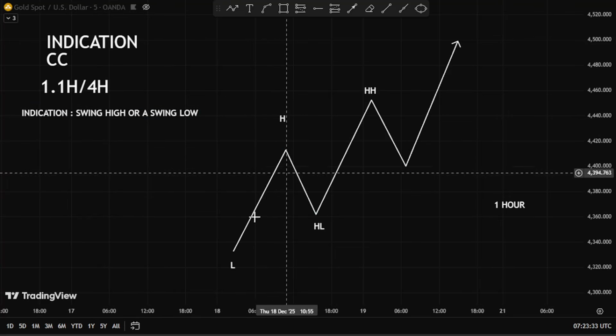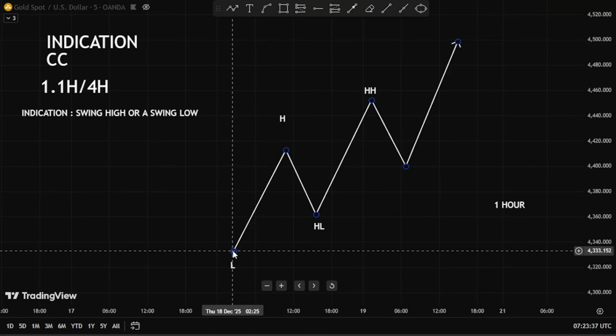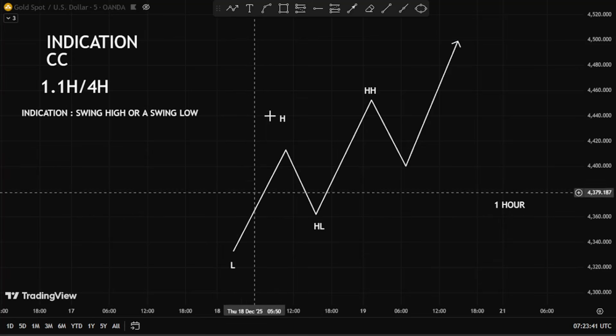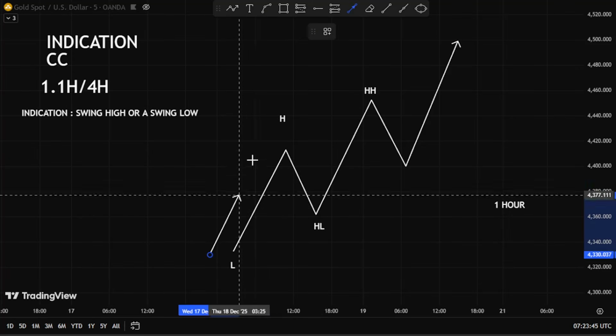Now, when price is moving upward, it means that there are more buyers buying this market. That is why price moves up. Price moves up if people are buying a certain currency. That is how price moves up.